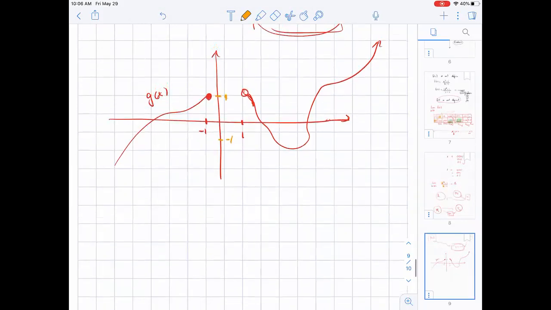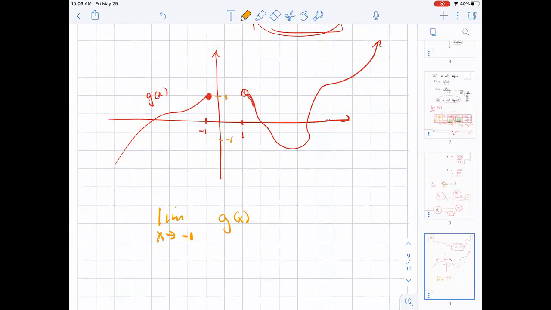What is the limit as x approaches -1 for g of x? No. It doesn't exist. The limit doesn't exist. That is right.